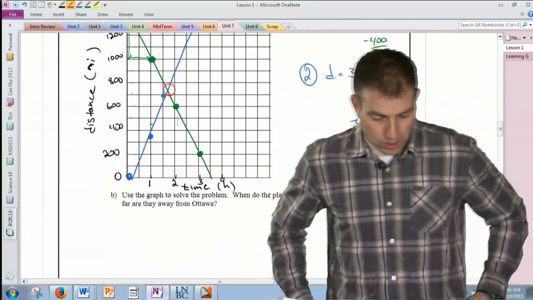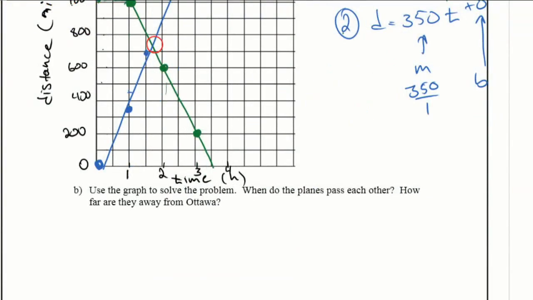So the questions. Use the graph to solve the problem. When do the planes pass each other? How far away are they from Ottawa? So when the planes pass each other, the first question here, each one of these lines indicates where the plane is given any particular time.